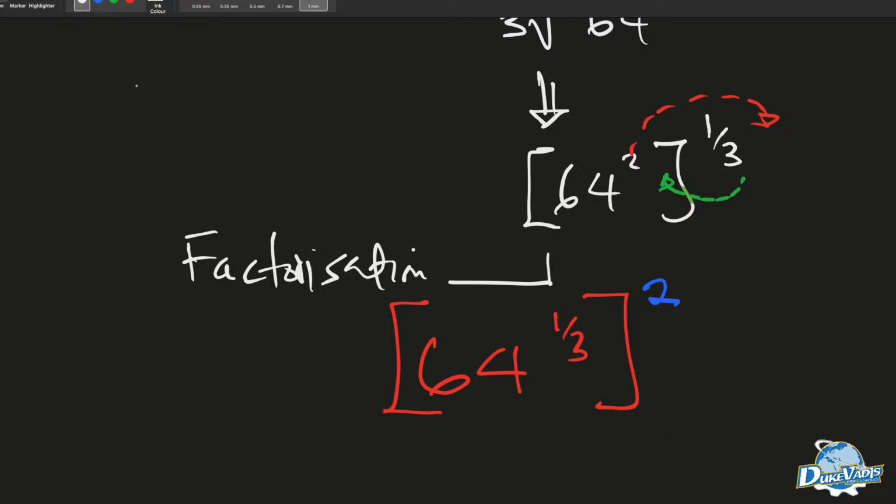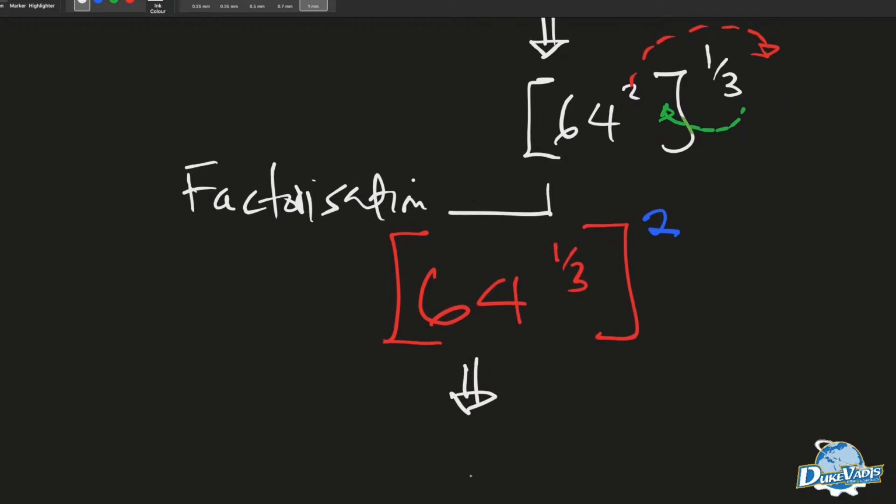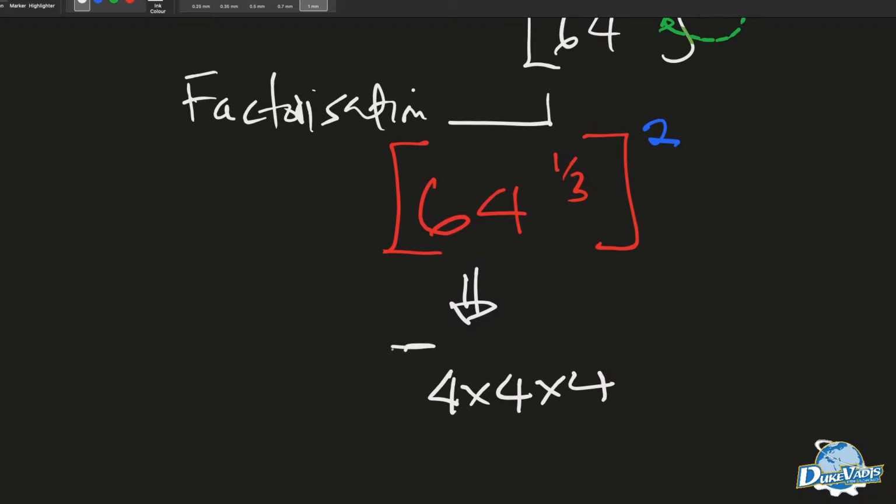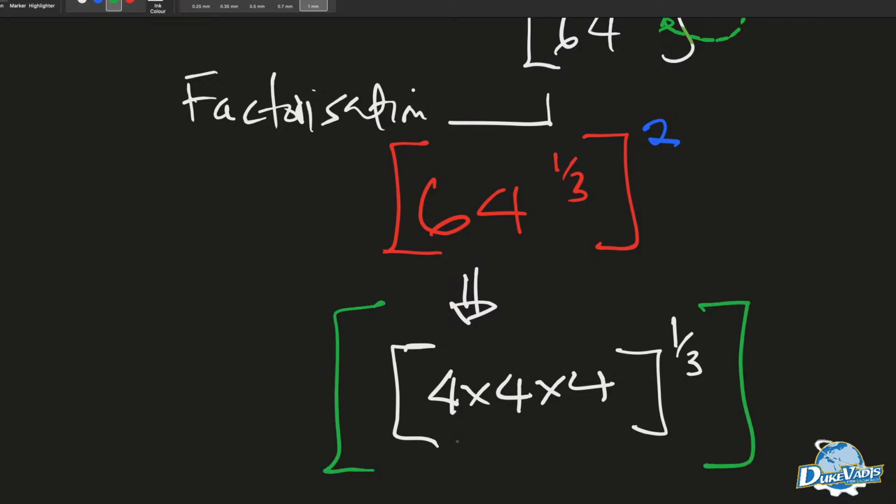Now, when we look at it again, we know that we can break it further down. 64 means 4 times 4 times 4, all raised to the power 1/3. That's the 64. We also have to bear in mind that we have a 2 outside, squaring. So the 2 is here.